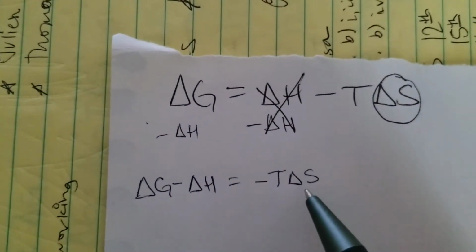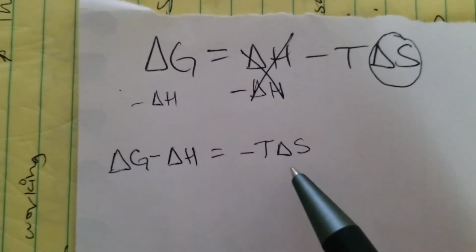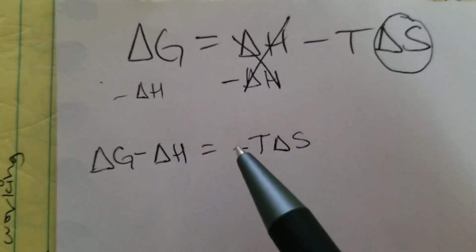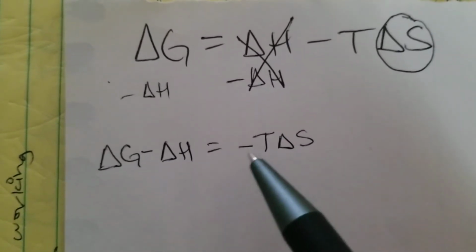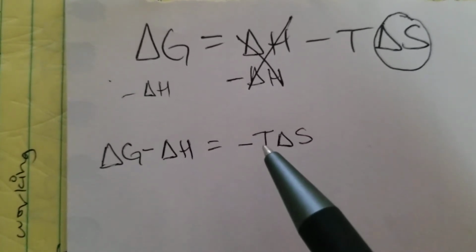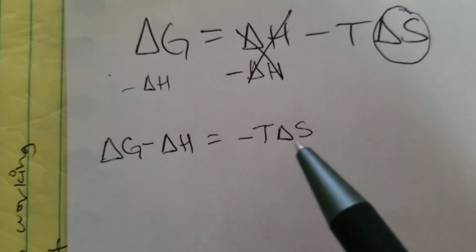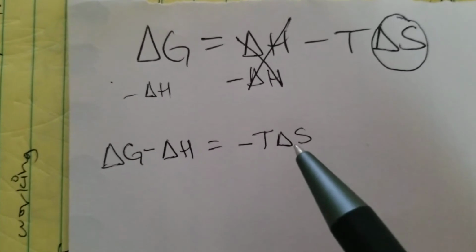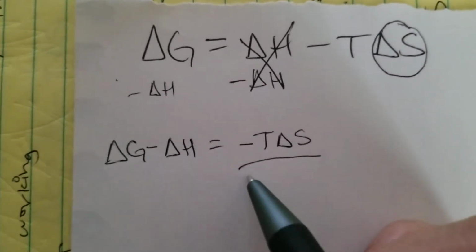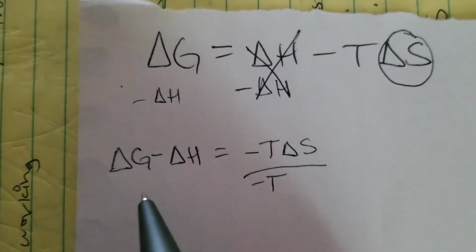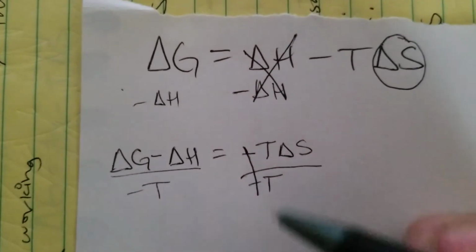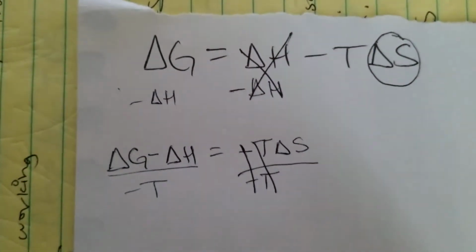Okay, so you still have not isolated delta S. To isolate delta S, what you need to do is you need to get rid of the negative T. So these are all being multiplied, right? That's negative times T times delta S. So all of these are being multiplied, so the opposite of multiplication is division. So you are going to divide by negative T on both sides. And so that cancels the negatives and the T's, and now delta S is isolated.